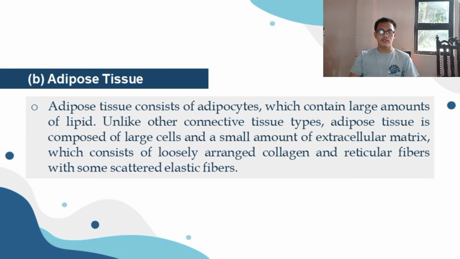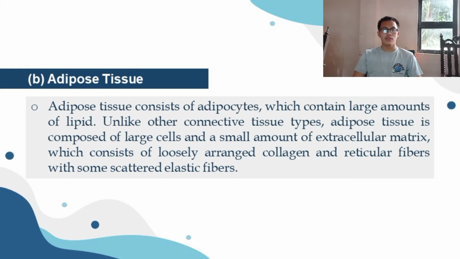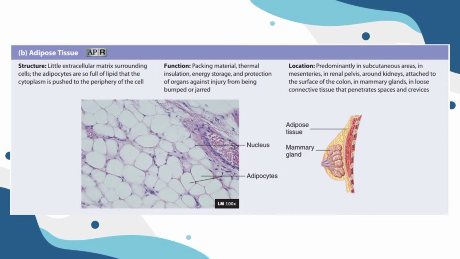Unlike the other connective tissue types, adipose tissue is composed of large cells and a small amount of extracellular matrix, which consists of loosely arranged collagen and reticular fibers with some scattered elastic fibers. Here is an image of adipose tissue. Its structure is a little extracellular matrix surrounding cells.